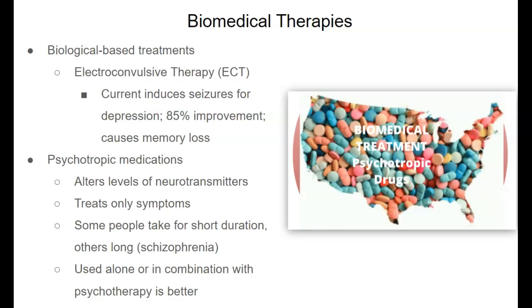Psychotropic medications, we talked about this when we covered chapter 3. This is altering the various levels of neurotransmitters or chemicals in the brain. These only treat the symptoms and they're not necessarily dealing with the heart of whatever the issue is. Taking medications could either be a short-term thing or a long-term thing, like it is in conditions like schizophrenia. They can be used alone or in combination with psychotherapy, and in combination is typically better.